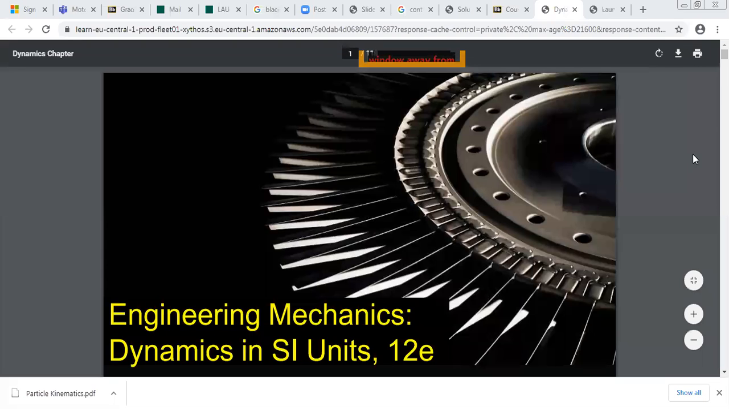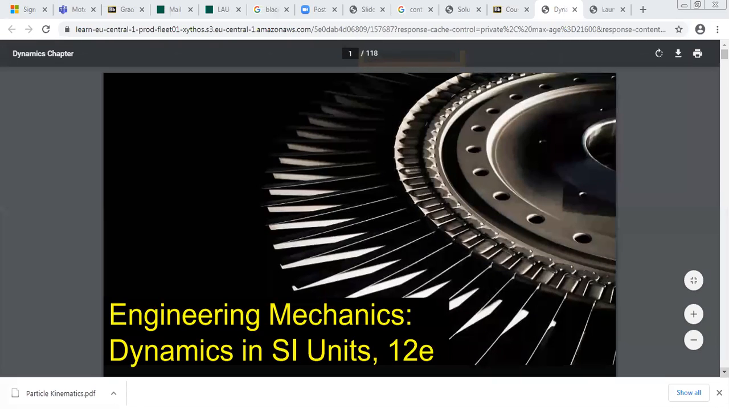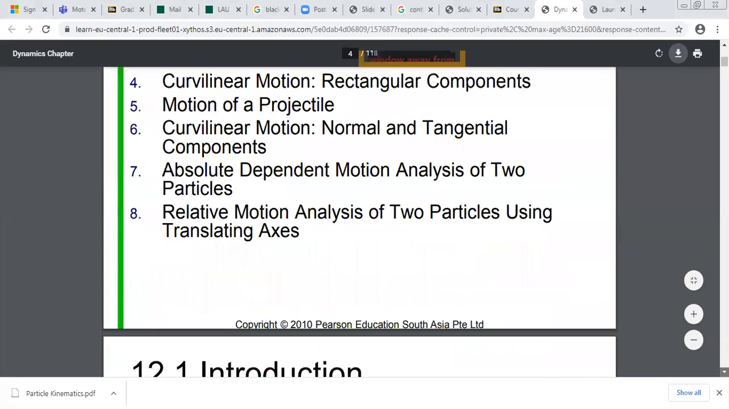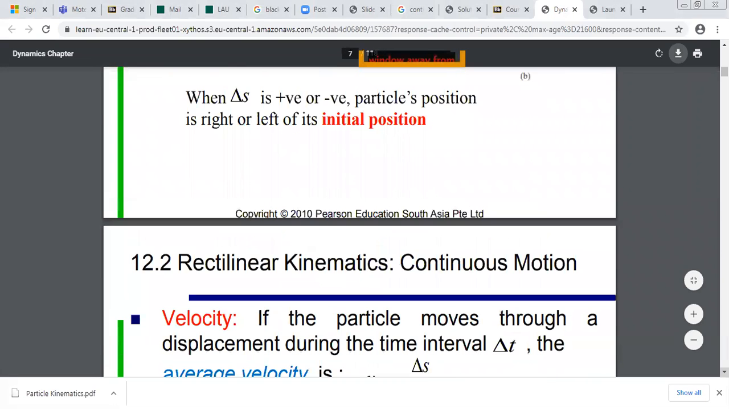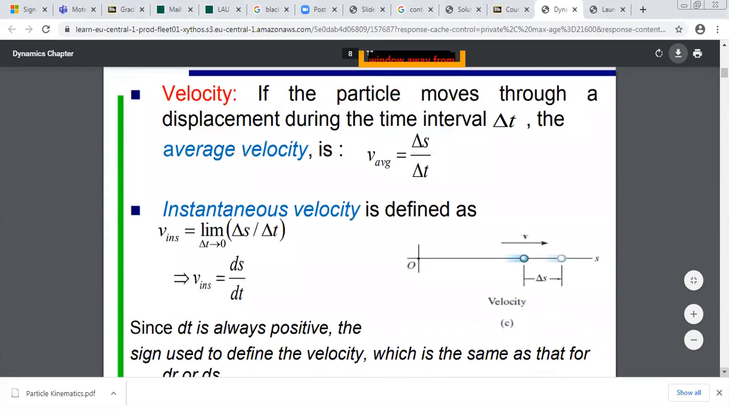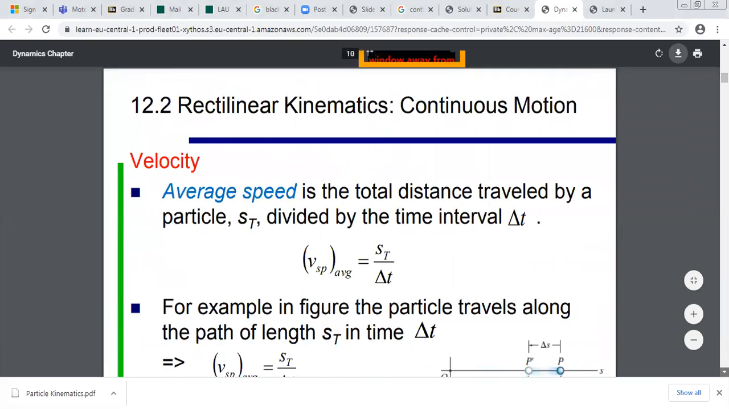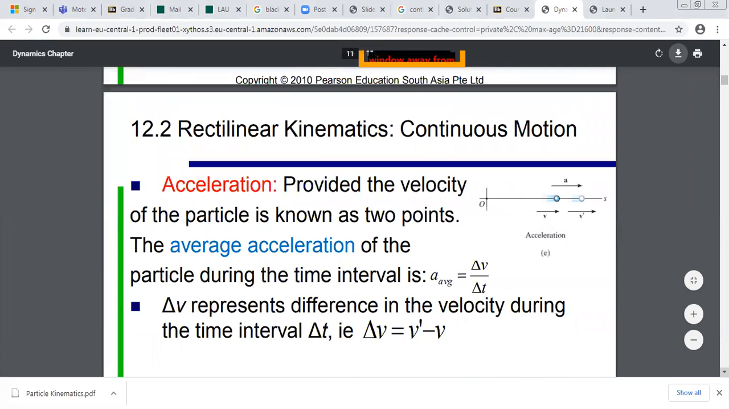So we will continue today working on the first chapter of dynamics. We started yesterday to work with it. Last time we were defining velocity, average velocity and instantaneous velocity, and the difference between average velocity and average speed.